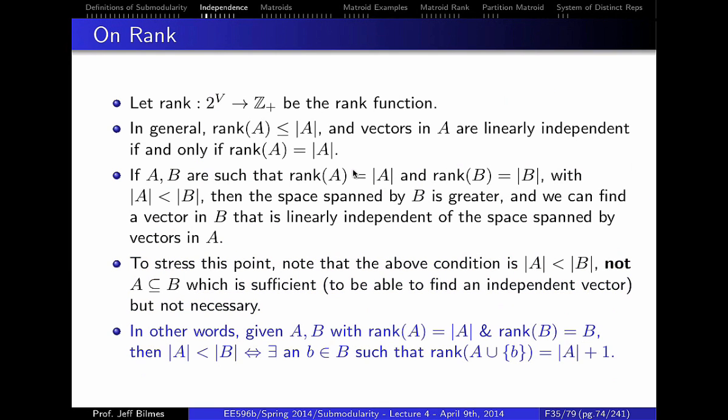So then the property that we're saying exists of subsets of columns of vectors of a matrix is the following: if we have A and B whose ranks are equal to their size, and we have the size constraint, then that basically means that there exists some index in B that, if we add it to A, increases the rank because the dimension of the subspace increases. Right?